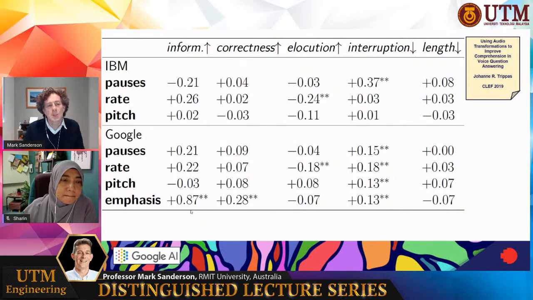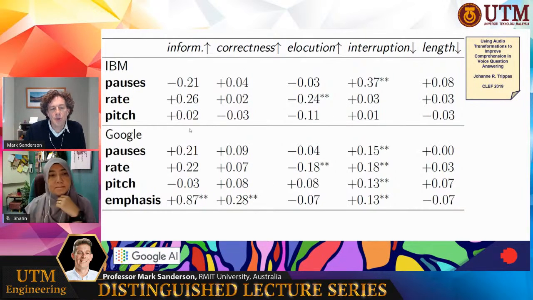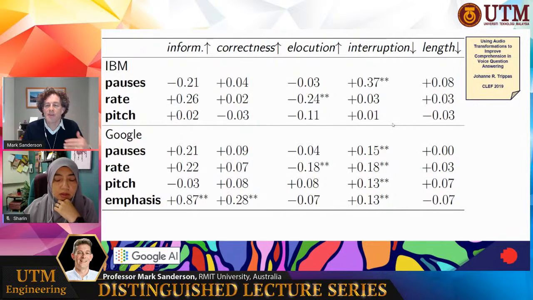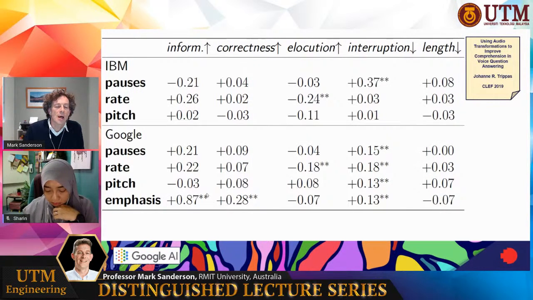seem more important. So they asked the crowdsourced workers to give them feedback on the informativeness of the answer, on the correctness of the answer, and then some questions on the way that the answer was actually vocalized by the system. And the strong result was that the emphasis approach that Google had made a huge difference for users' perceptions of whether the answer was informative or not, and also made a big difference as to whether they felt the answer was correct or not.